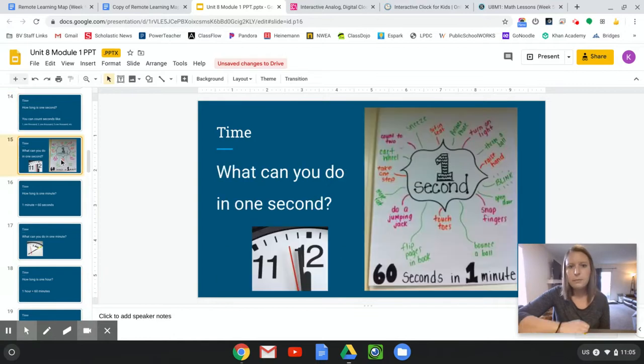Now, what kinds of things could you do in 1 second? There's a little chart here to give you some ideas. You could do some of these right now if you want with me. Do a jumping jack. One jumping jack would probably take 1 second. Flip the page in a book. That would take 1 second. Touch your toes. 1 second. Bounce a ball. Snap your fingers.